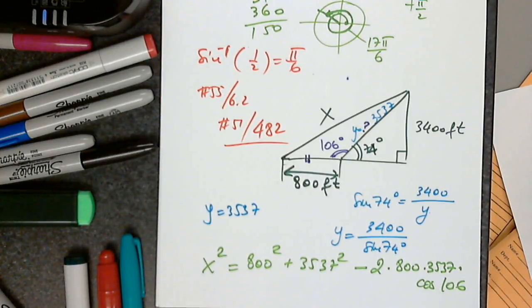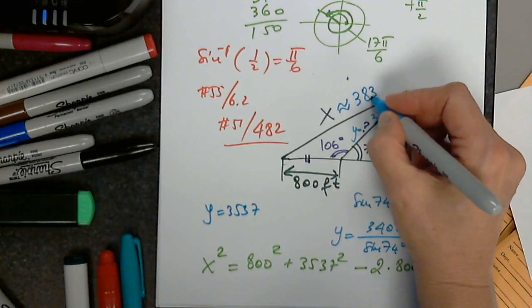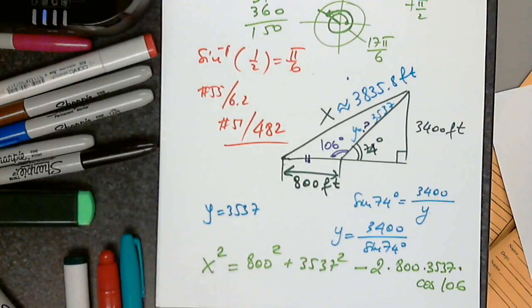And I got 3835.4 feet. So approximately the cable has to be 3835.8 feet. Any questions?